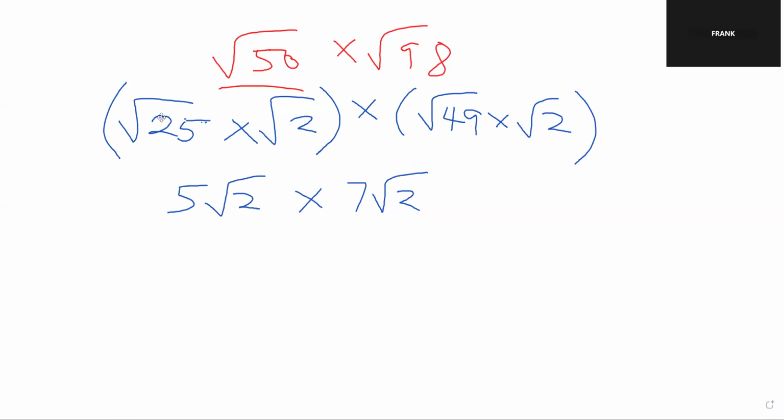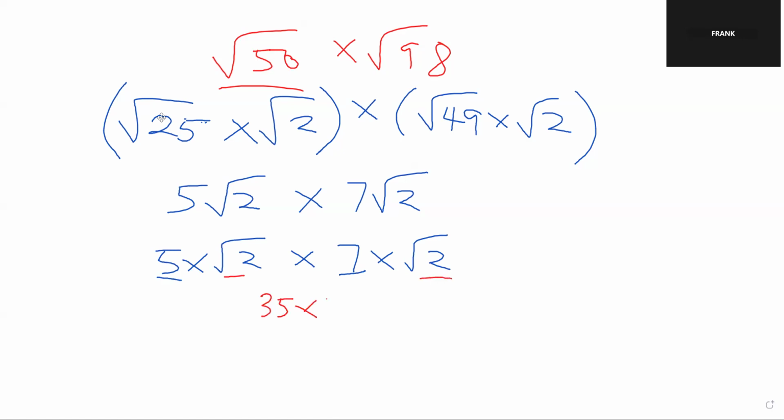Now, don't forget that 5 root 2 is like 5 times root 2 times 7 times root 2. So you can decide to multiply the 5 and the 7, making up 35. Then you have root 2 times root 2, which is 2. 35 times 2 should give you the answer 70. It's easier this way than multiplying what's in the roots. So if you have something of this nature, you reduce first before you proceed.